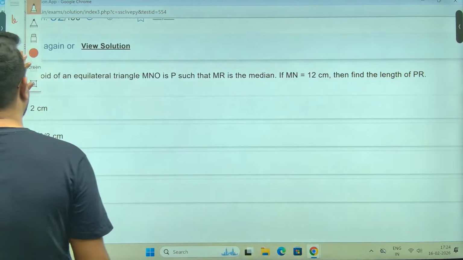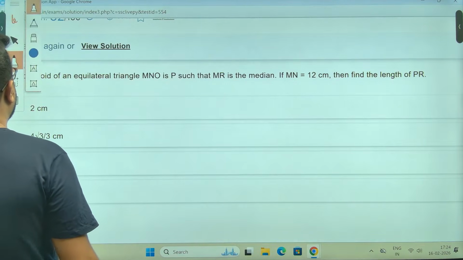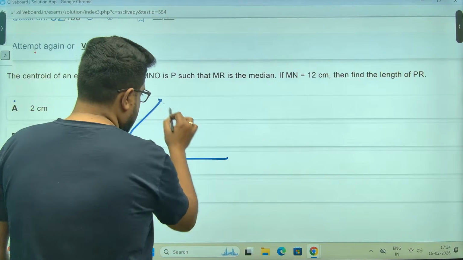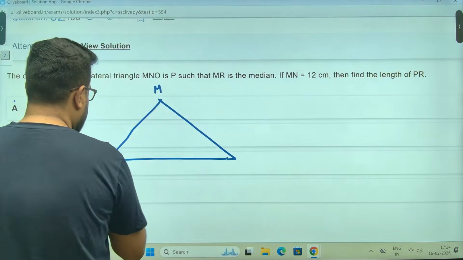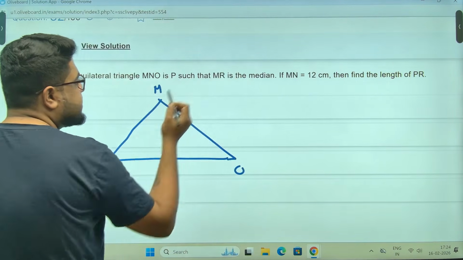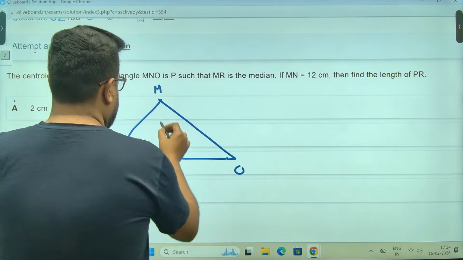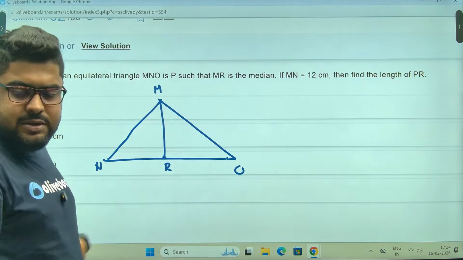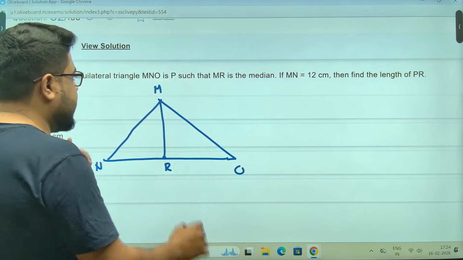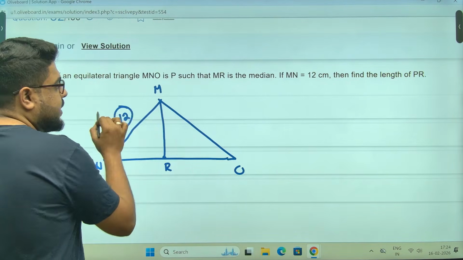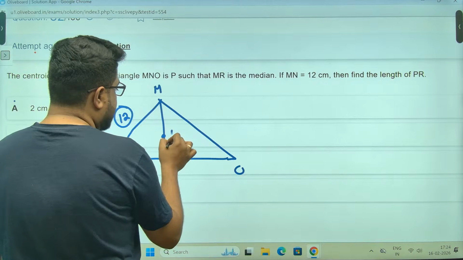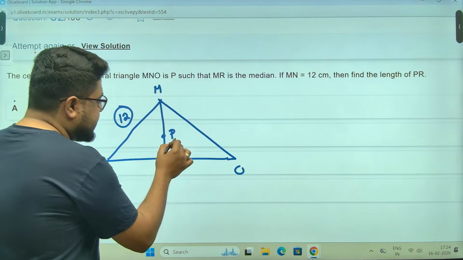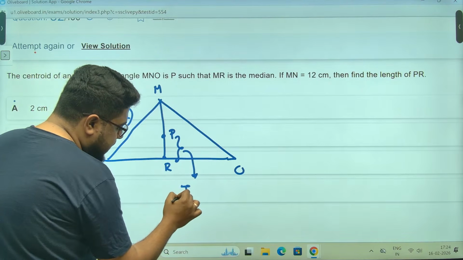Centroid of an equilateral triangle. Okay. MNO. MR is the median. So MR is the median. Median, height for equilateral triangle, everything is the same. MN is 12, meaning side is 12. PR. Okay, P is the centroid. Sir, this is inradius. This is called inradius.